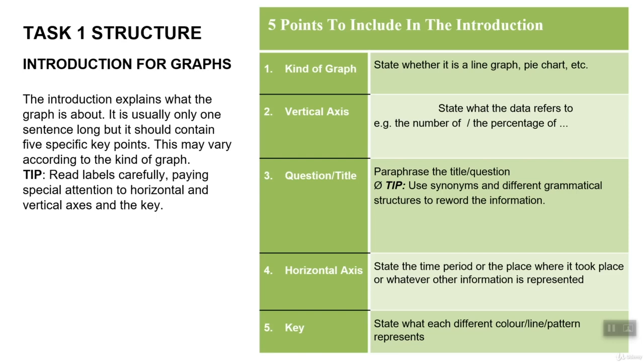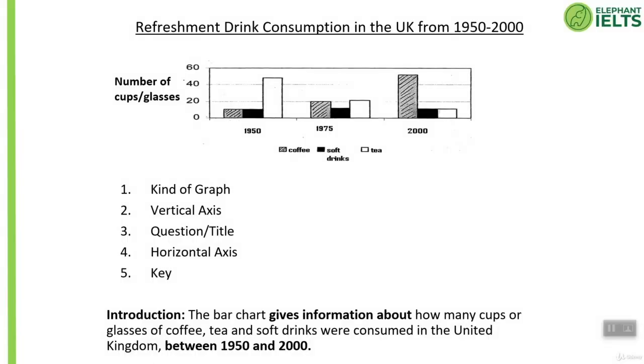Number 3, the question. We paraphrase the title or the question at the top of the page. In other words, try to use slightly different words from what it says. Number 4, we need the information on the horizontal axis. Normally that's time, for example, from 1950 to 2000, or from day 1 to day 6. And of course, we need the information in the key. So try and put all this information in your introduction. Let's look at an example together.